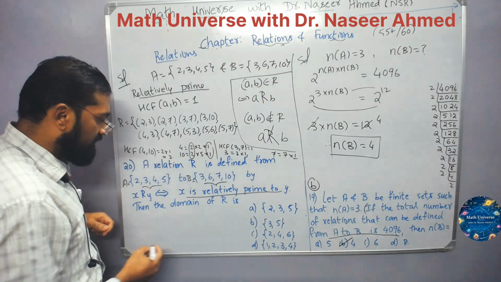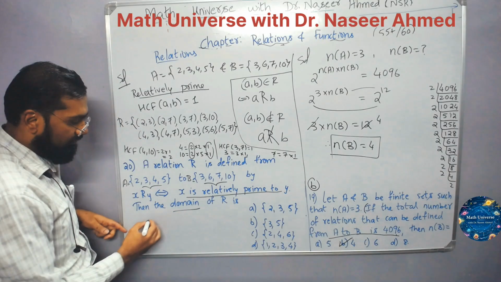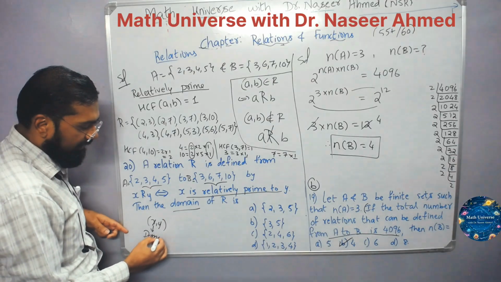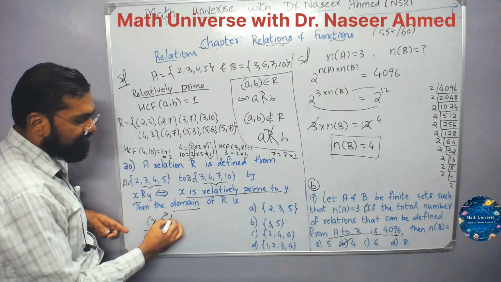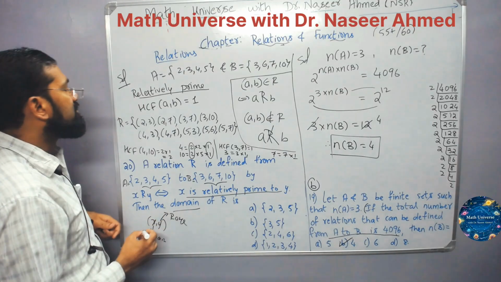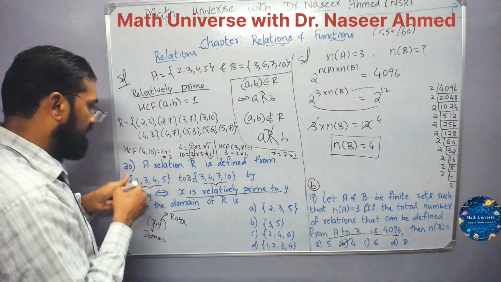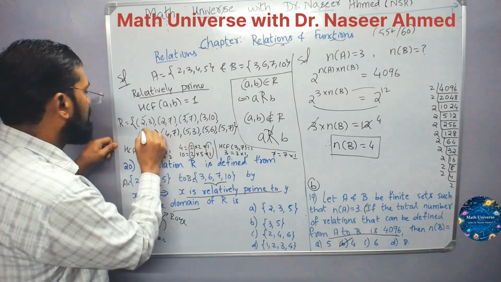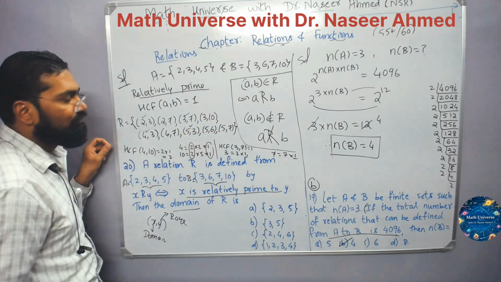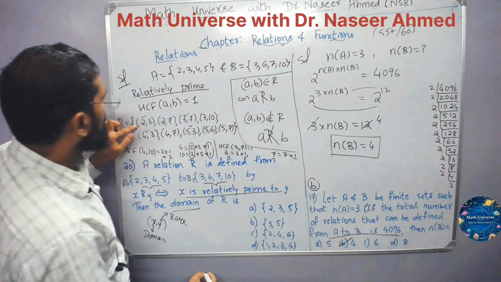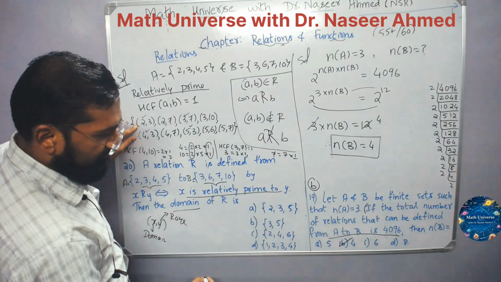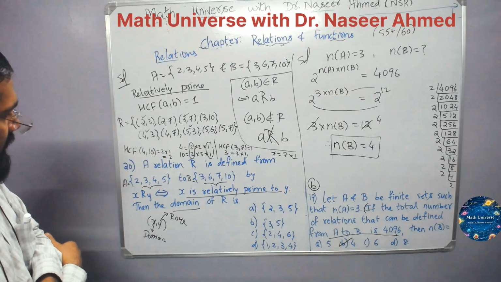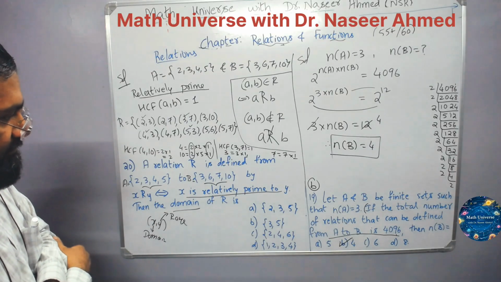Yes, they want the domain. Don't forget, in any ordered pair, the first element gives us the domain and the second element gives us the range. They want the domain, so see the elements. Therefore, the domain will contain 2, 3, 4, 5.